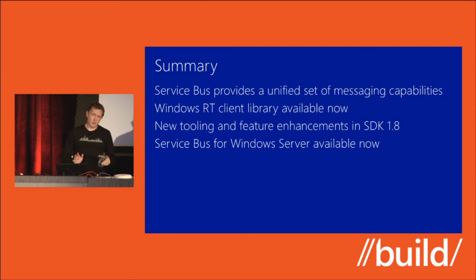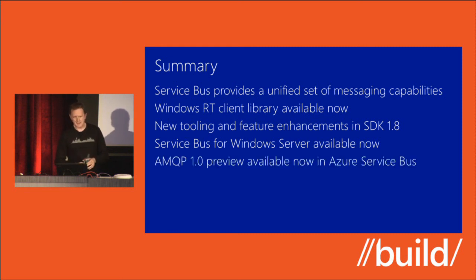We've got Service Bus for Windows Server that was announced last week. So Service Bus for Windows Server, I should have said, is free of charge. So it's included in your Windows Server license. So if you have Windows Server, you can go and get that now. And we're announcing the AMQP 1.0 preview today. So you can go and download that from NuGet. There's documentation on windowsazure.com and a detailed developer guide as part of the NuGet package.